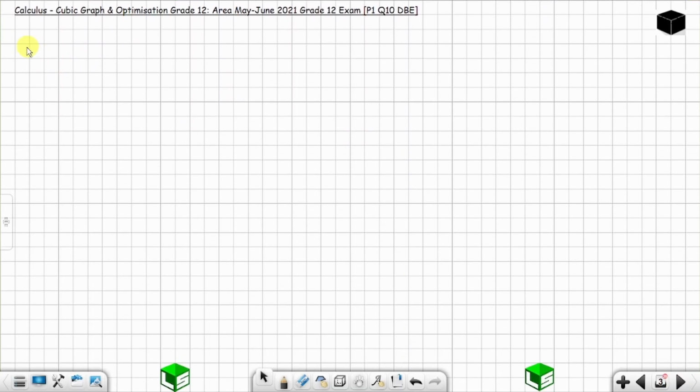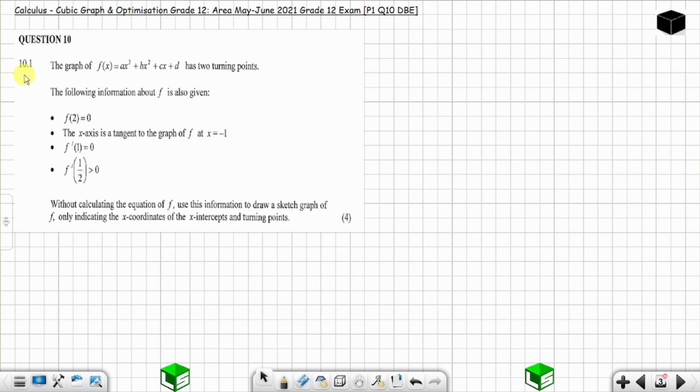Let's get started with 10.1. The graph of f(x) = ax³ + bx² + cx + d has two turning points. The following information about f is also given: f(2) = 0. The x-axis is a tangent to the graph of f at x = -1. f'(1) = 0. f'(1/2) > 0. Without calculating the equation of f, use this information to draw a sketch graph of f.